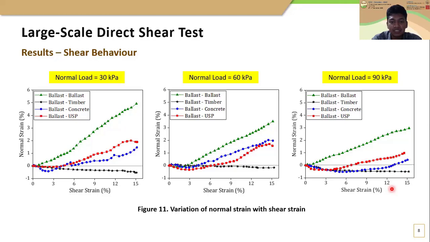However, the ballast timber interface does not exhibit dilation behavior. The reason could be the lower surface roughness of the timber surface, which influences the ballast particles to slide on the timber surface instead of rolling.